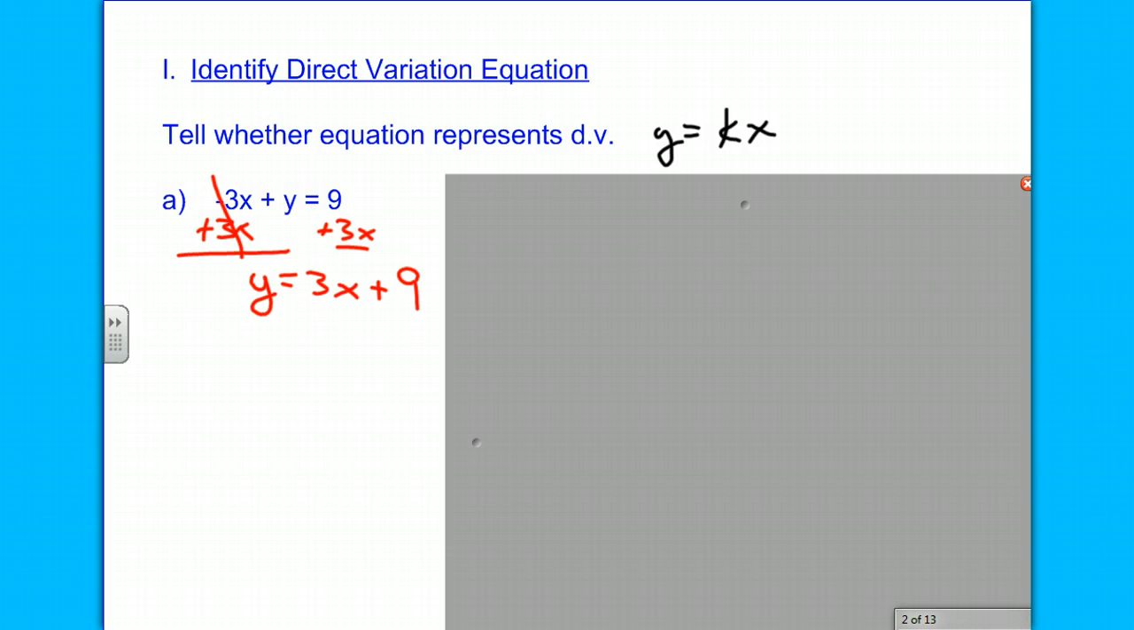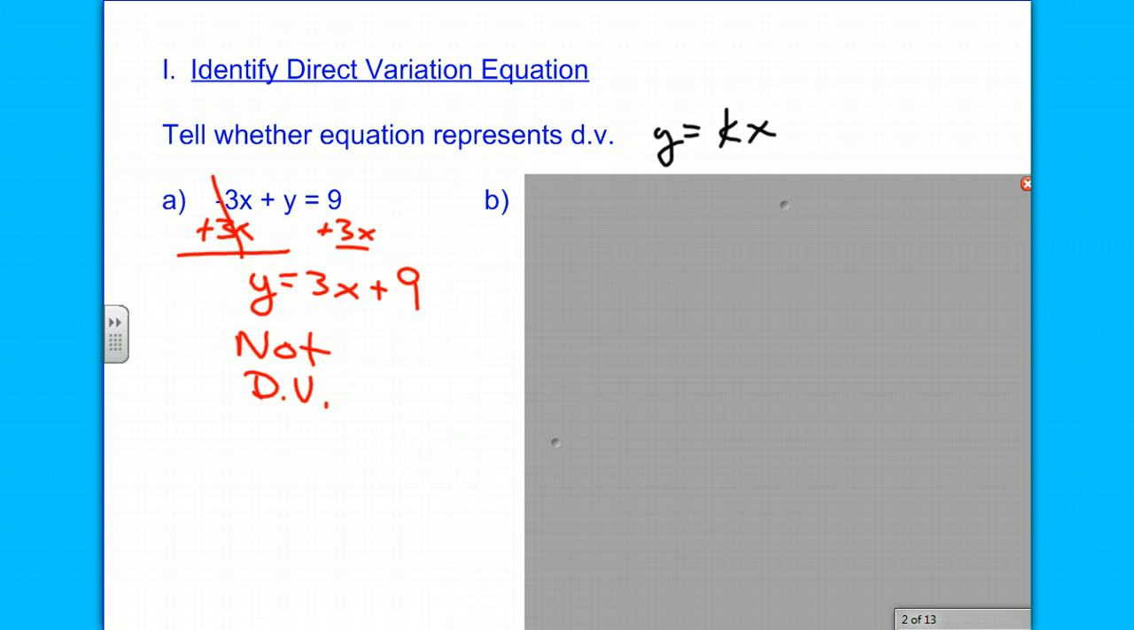Okay? So tell me, what is the slope here? The slope is 3. Just the number 3, right? 3 over 1, right? And what is the y-intercept? 9. Is this direct variation? No. If it was direct variation, this equation would say y equals 3x, and that's it. We would not see this y-intercept. So not direct variation. Okay?